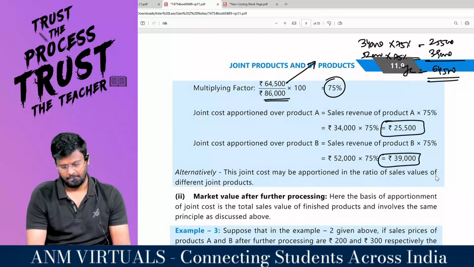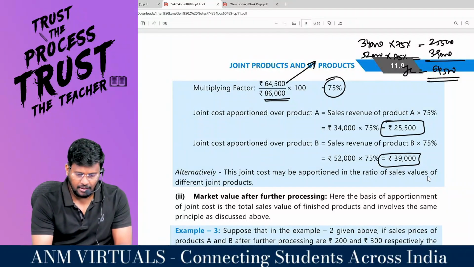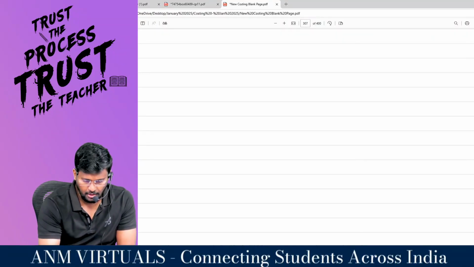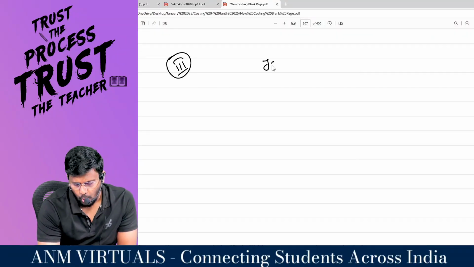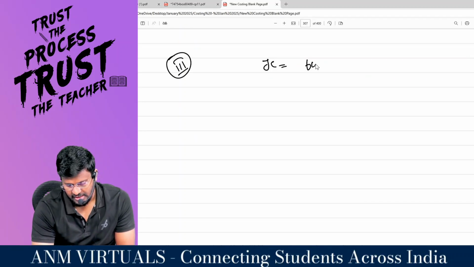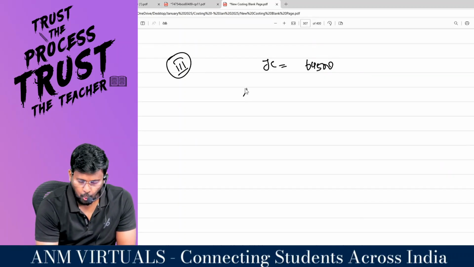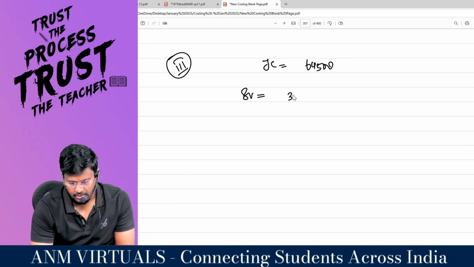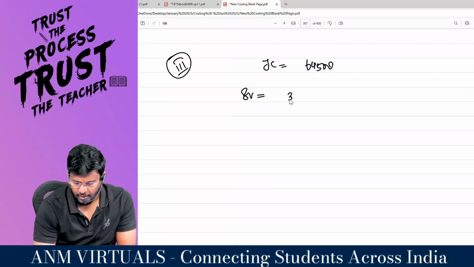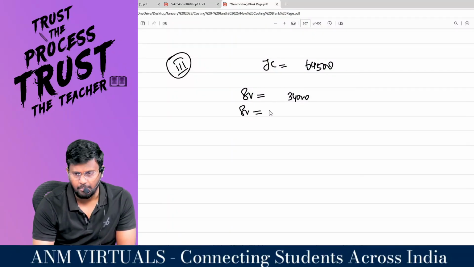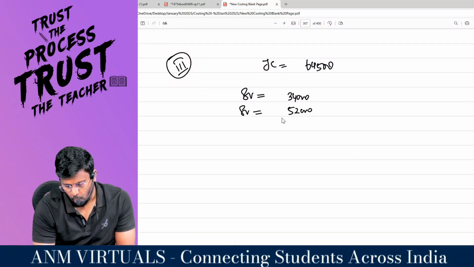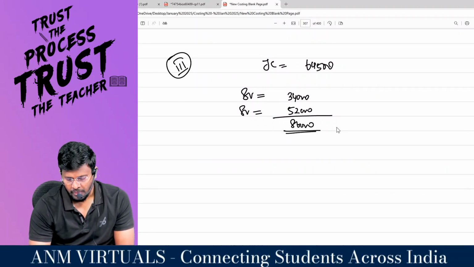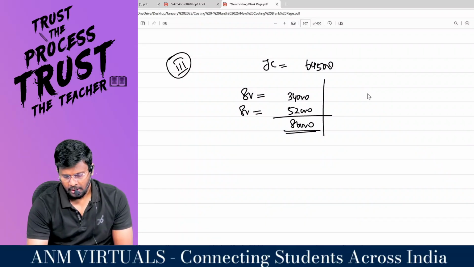Now let me ask a simple logic. Take this question; I am talking about the third method. What is the total joint cost? 64,500. What is the sales value of the first product? 34,000. What is the sales value of the second product? 52,000. What is the total sales value? 86,000. Are you really with me?